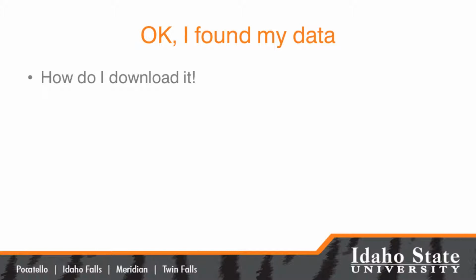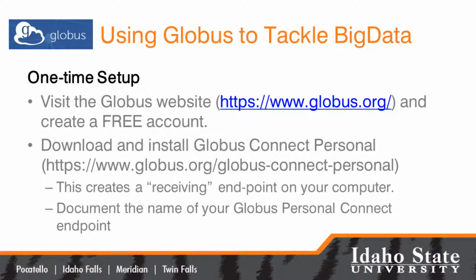Okay, so let's say I finally found my data. I know that you guys have it. The GIS Center has it. ILC points you to the GIS Center. Now, how in the world do I download this stuff? Okay, let's step right through this. We're going to utilize Globus to tackle this big data.